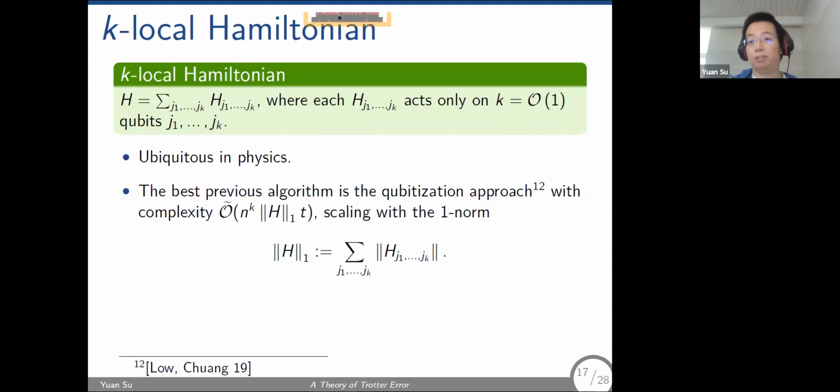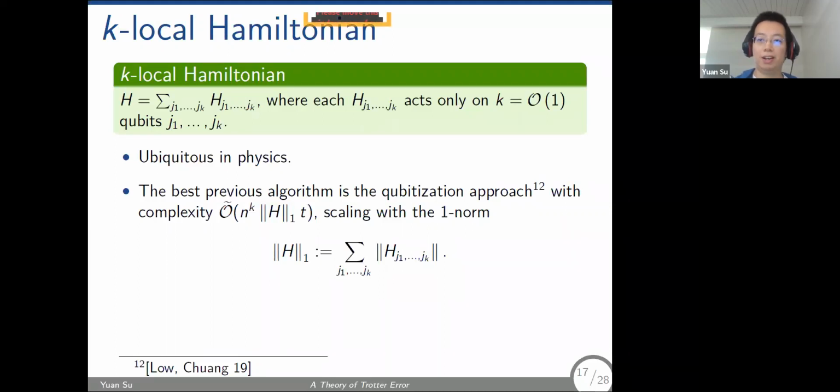Well, the best previous approach to simulate this kind of k-local Hamiltonians is an approach called the qubitization algorithm. I won't be able to talk about the details of this algorithm, but it turns out that the complexity of this algorithm depends on this quantity called the one norm of the Hamiltonian. It's basically the sum of the magnitude of those terms. So you first take the spectral norm of each term, and then you sum them up. This is called the one norm.